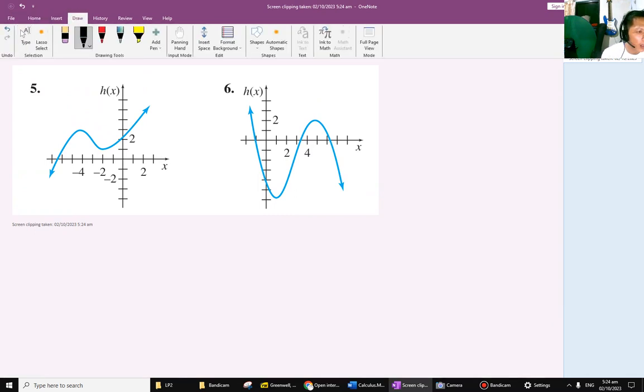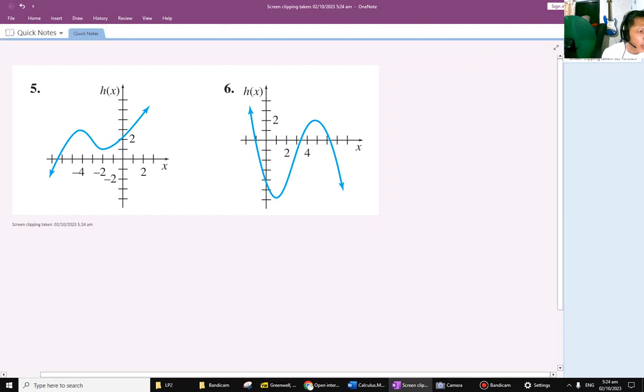I'll be using pen. So for this particular function, this is basically at -4, and this one is at -2, and this one is going up. So basically you have it going up to -4. In terms of open interval, that would be from -infinity to -4. Okay, so that is increasing. So that would be letter A.